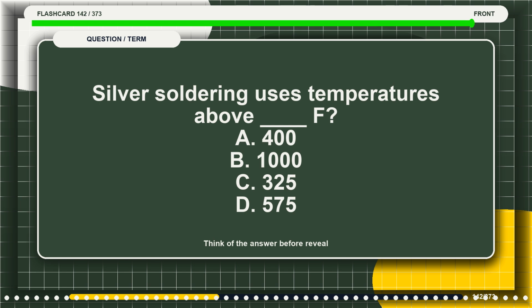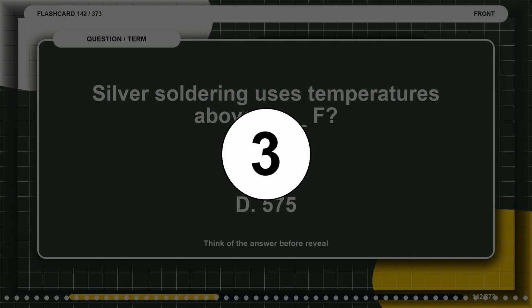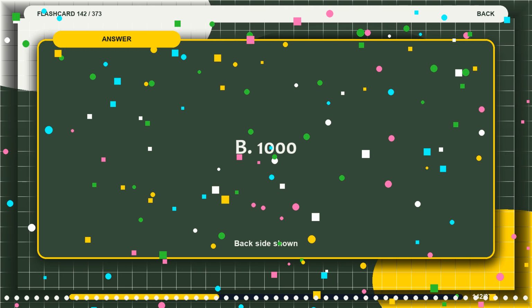Flashcard 142. Silver soldering uses temperatures above blank F? A. 400. B. 1000. C. 325. D. 575. Think of the answer before the reveal. The answer is B. 1000.